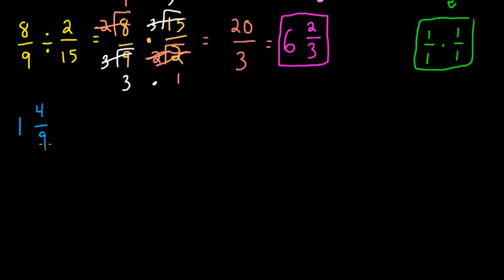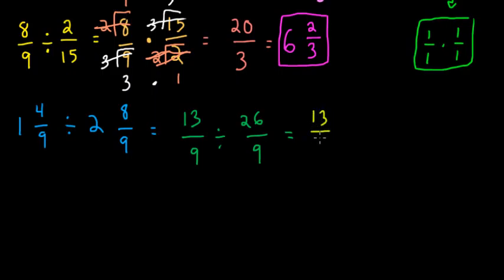Alright, last equation with the mixed number. Now, before we do anything with a problem like this with a mixed number, we always have to rewrite the fractions as improper. So I'm going to do the Texas method. 1 times 9 plus 4 is 13 over 9, divided by 2 times 9 plus 8. It's going to be 18 plus 8, which is 26 over 9. And now we're going to convert it to a multiplication problem by flipping the second number. Okay? So 26 will be the new denominator and 9 will be the numerator.